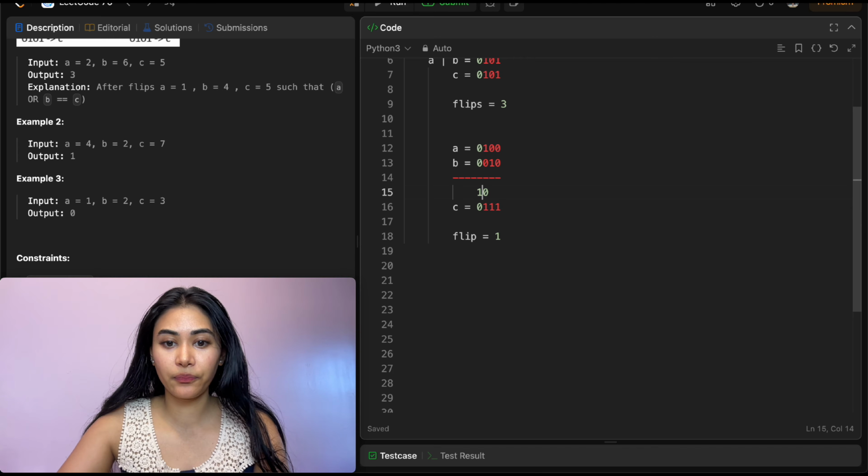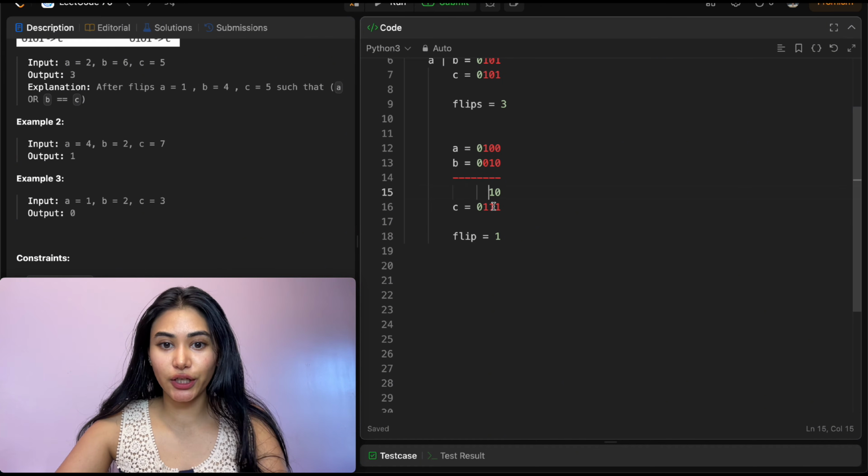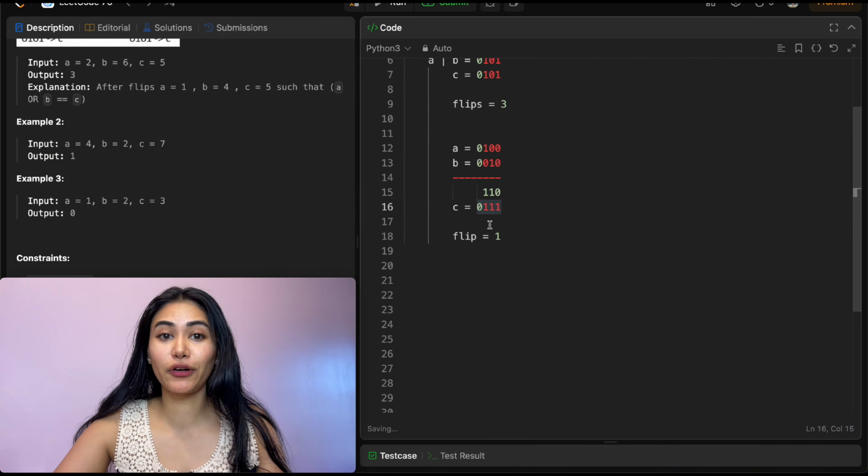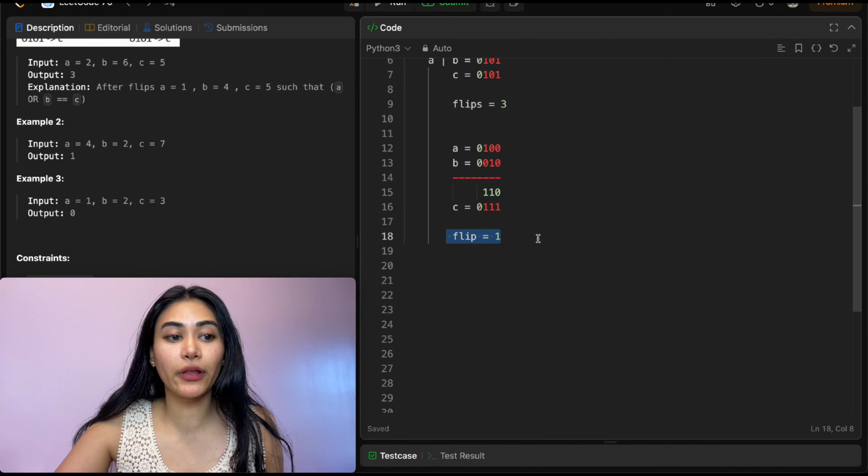A or B here is 1, and C is also 1, so nothing to change here. Then A or B over here is also 1, and C is also 1, so we're good over here as well, which means we needed one flip in total.